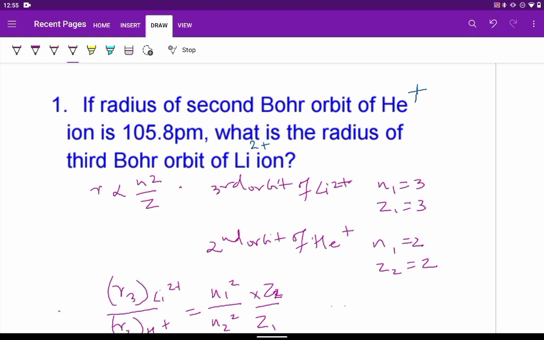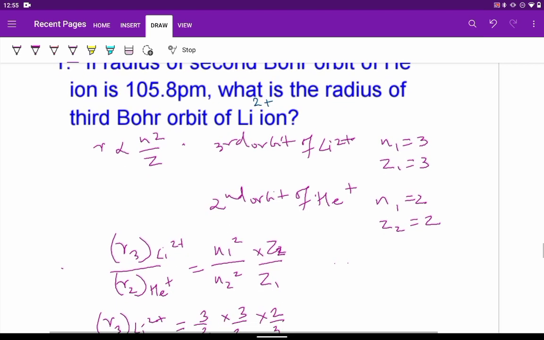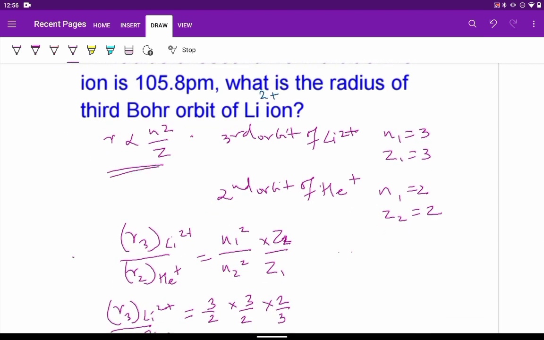For helium, for the second orbit, the value of n will be 2 and Z also is 2. So using this, for lithium we will get R3 because it is the third Bohr orbit, so we write R3. R3 for Li2+, we take this proportionality for both the ions and then divide that of lithium by helium.